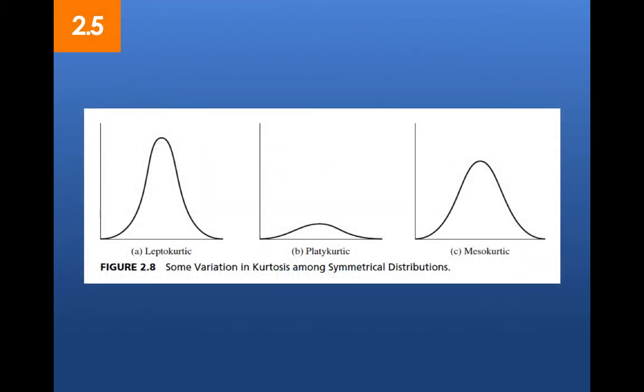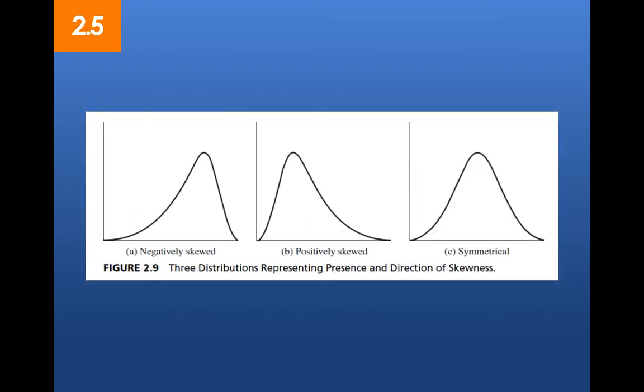So here's an example. C is the normal curve. You're probably used to seeing that. It's a bell curve. And here we see negatively skewed, positively skewed, and symmetrical.